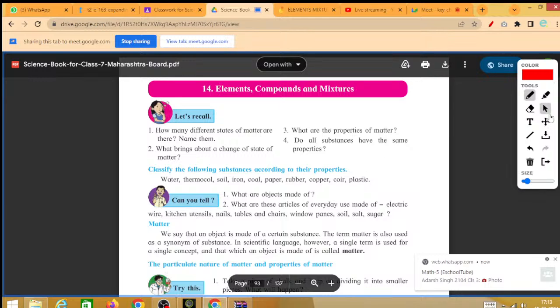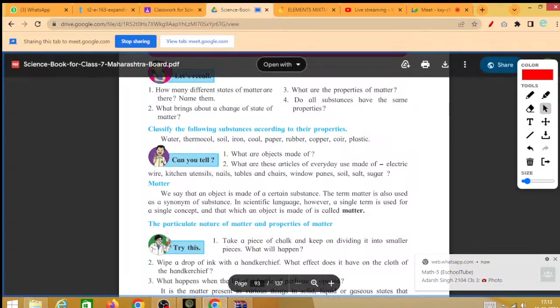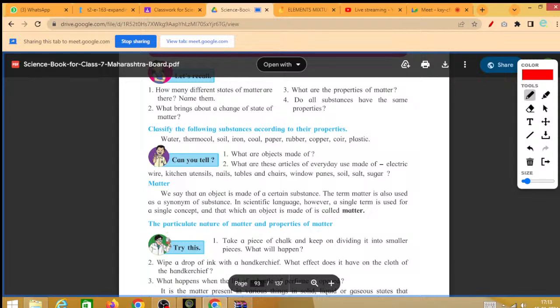So next, can you tell, Harshal, read this. What are objects made of? What are they made of? Means they are made from matter. Matter. What is matter made of? Matter is of three types: solid, liquid, and gases. What is solid? What is liquid? And what is gas made up of?